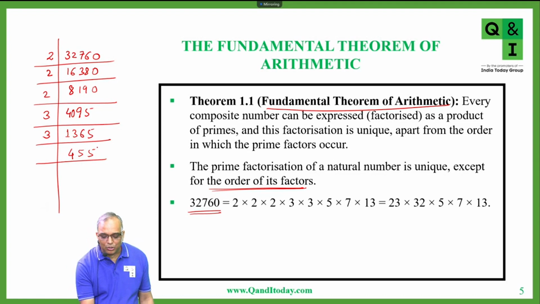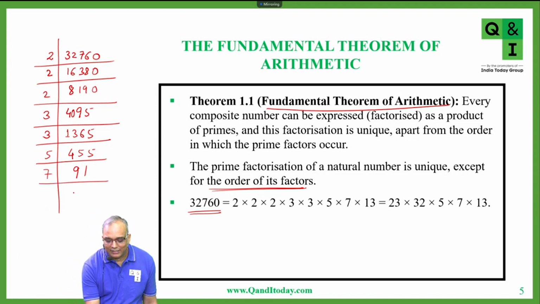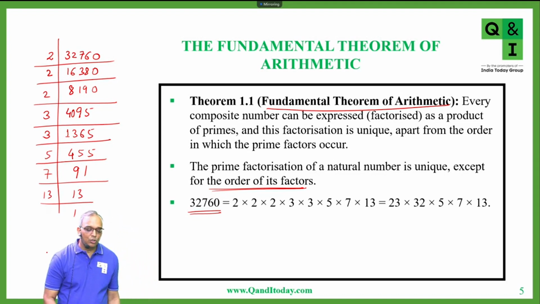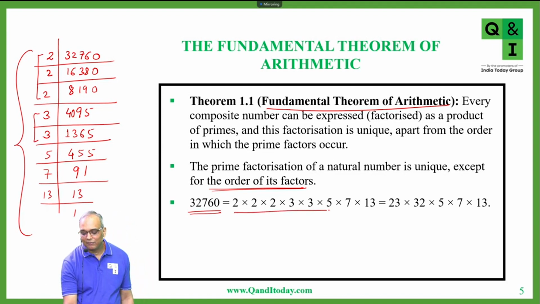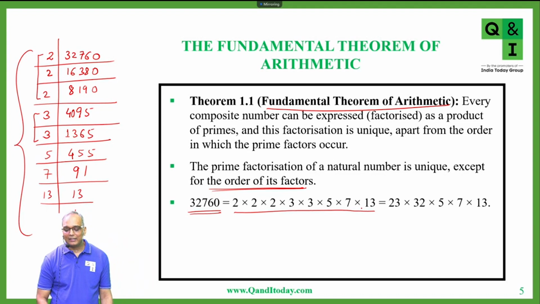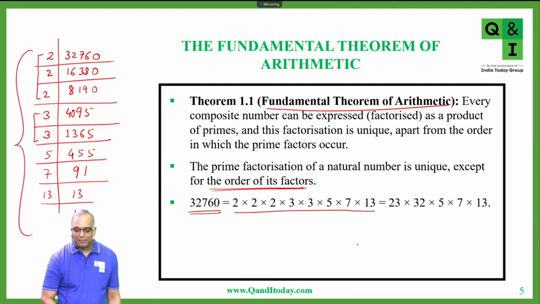So because it ends with 5, the unit digit is 5, we'll divide it by 5. So this is 91 and then 7 and 13 and then 13 and 1. So these are the prime factors. So how many times 2? We have 3 2s, 2 3s and then 5, 7 and 13, which you can see here, right? So these are the prime factorization of 32760.